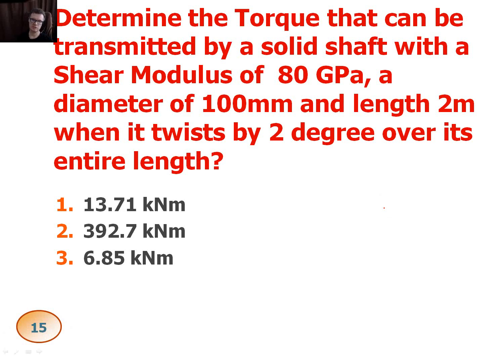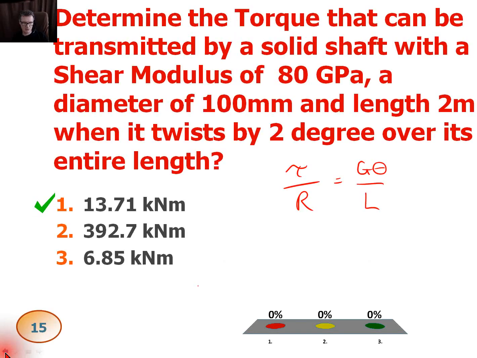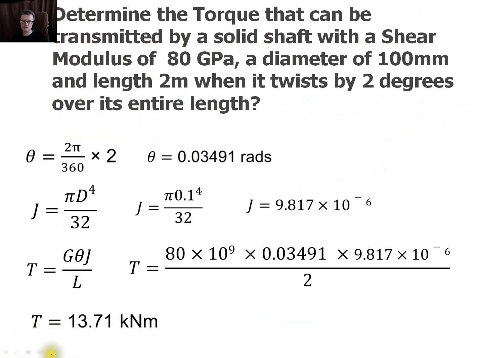So here's an example for you to try out. Here we will want to use shear stress divided by radius equals G theta divided by L. Okay, so here's our solution. You should have got 13.71. Yeah, so 13.71, there's the solution.